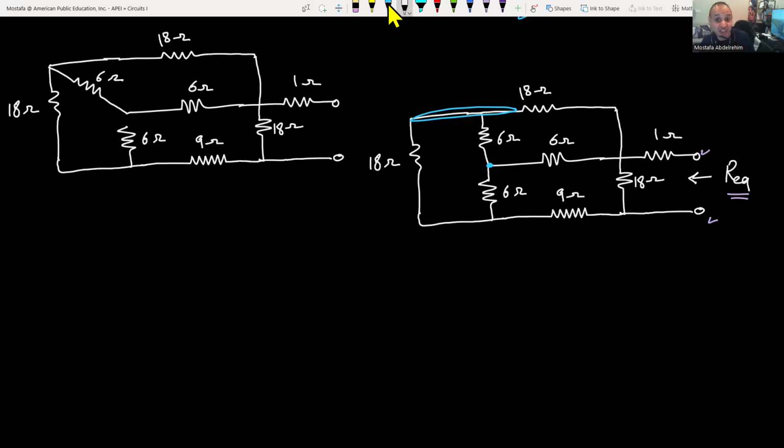I didn't change anything. We don't care about geometry in an electric circuit. We only care about connections. And still, 6 is connected to 18, and the 18 on the side. The other 6 ohms, I'm going to do the same for it. So this 6 ohms is connected to this terminal here. So I'm going to modify the drawing a little bit.